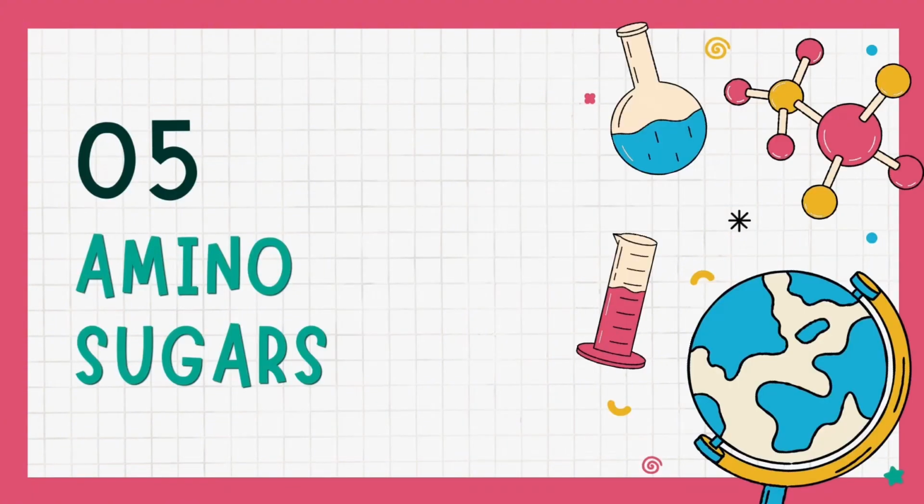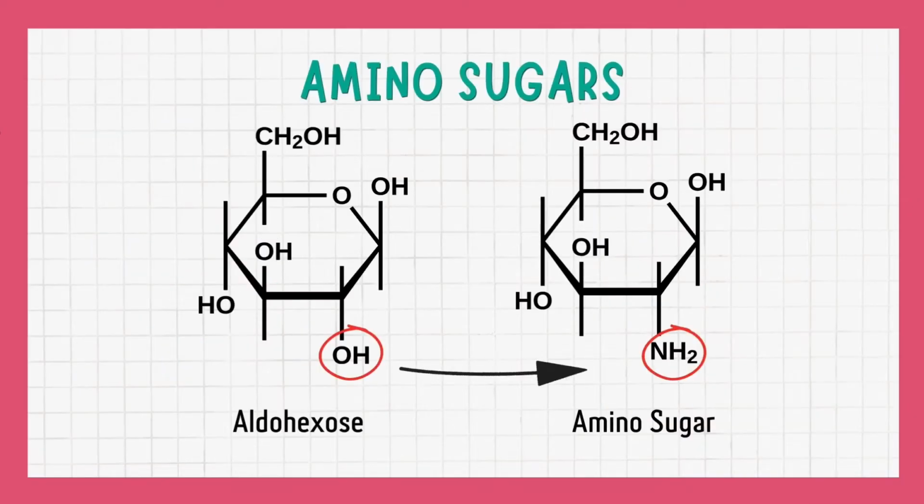Now we move on to amino sugars. But before that, I would like to ask you if you're familiar with aldohexoses. Aldo and hexose: it is a sugar with 6 carbons and an aldehyde functional group, hence the hexagonal structure.